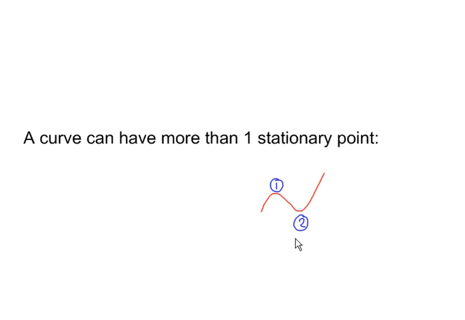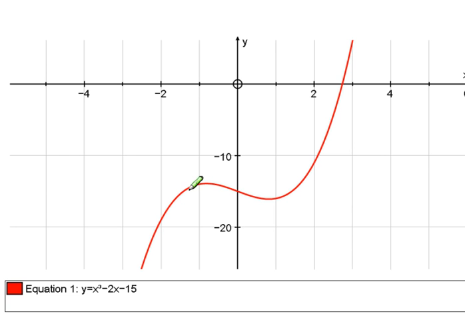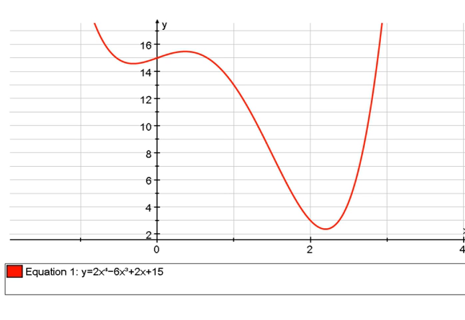A curve can have multiple stationary points. For example, this curve here has 2 stationary points. This curve here has a stationary point in this region here, and there's another one around here. This curve has a stationary point here, here, and here, so there's 3 stationary points here.